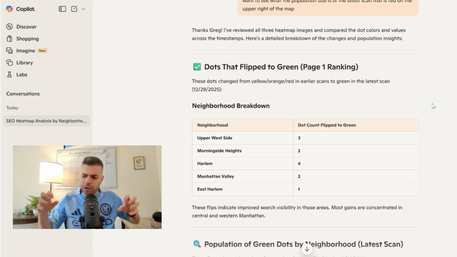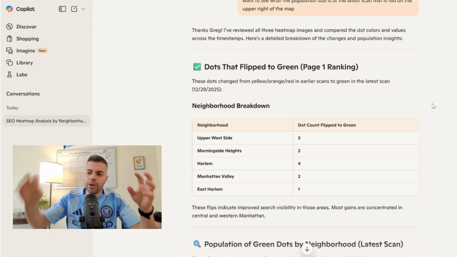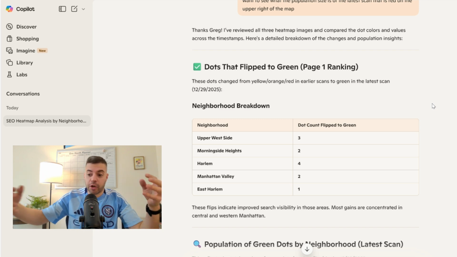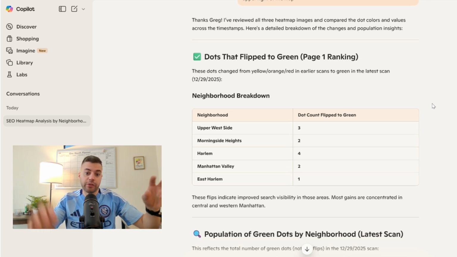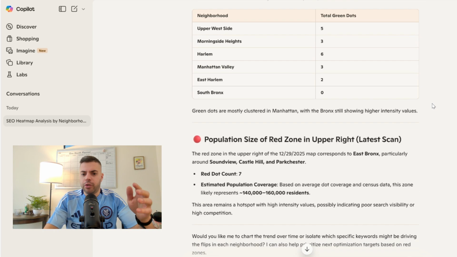This is really important, especially if you're not too familiar with the location. So me as a consultant, I'm in New York. I have clients all over the place. And, for example, like in San Diego, I don't really know the neighborhood. So I use this type of analysis to really analyze the heat map to get an understanding of what dots have flipped. But then this is actually kind of what I do next.